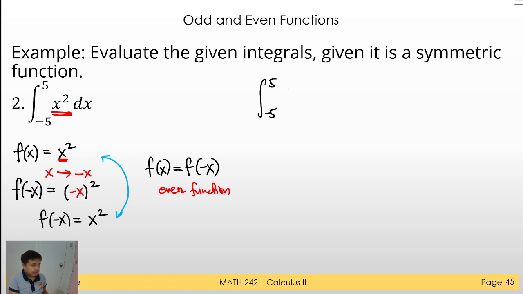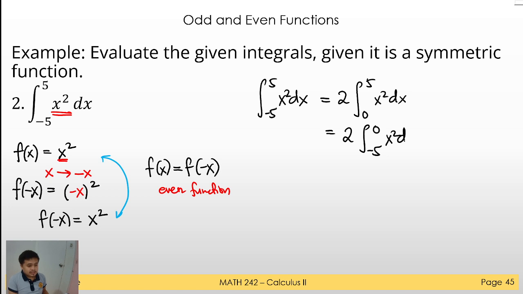So we have x squared dx. We could evaluate this integral in this way, or we could evaluate it from 0 to 5 of x squared dx, or we could also do from negative 5 to 0 of x squared dx. We're just finding half of the area and then multiplying it by 2. Same goes for this other one, from the left hand side. So I'll just utilize this one.